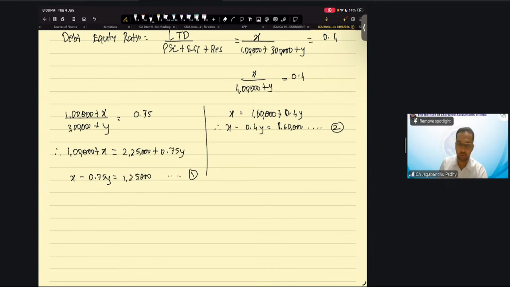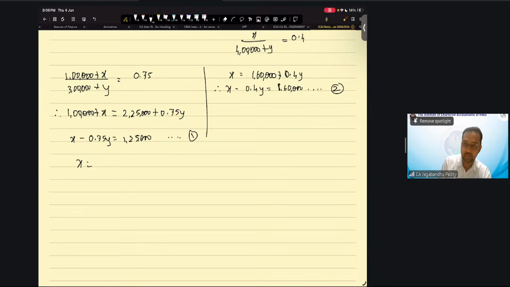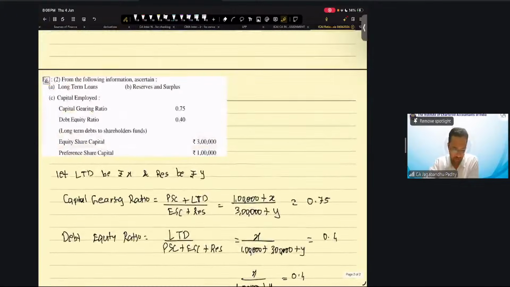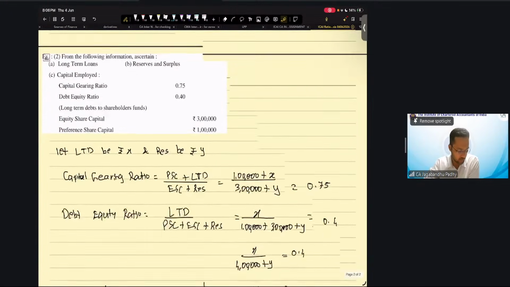Yes, what's the value of X and Y? Perfect. So X is 2 lakh and Y is 1 lakh. Is it? 2 lakh minus 0.75 and then 2 lakh minus, yeah, perfect. So X is 2 lakh and Y is 1 lakh, which is long-term debt and reserves.